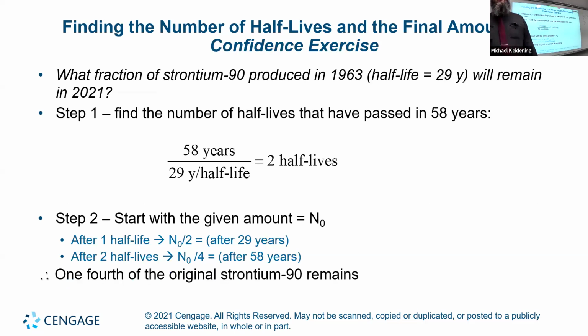Here's another example. Strontium-90 has a half-life of 29 years. So what fraction of strontium-90 produced in 1963 will remain in 2021? Well, 29 years. The time is 58 years, which is 2 half-lives. So we start with the given amount. 2 half-lives means we divide by 2 twice. So we start with our normal starting amount and divide by 4. So 1/4 of the original strontium-90 remains.